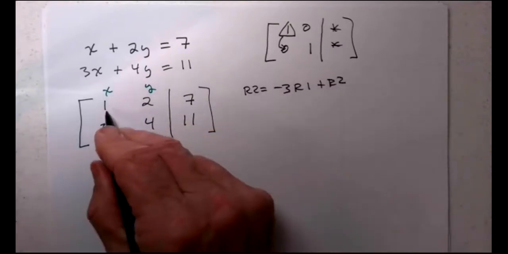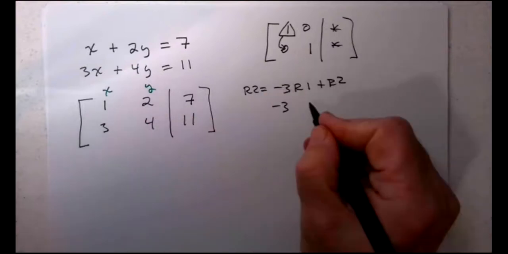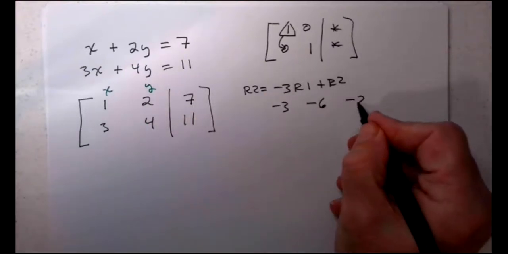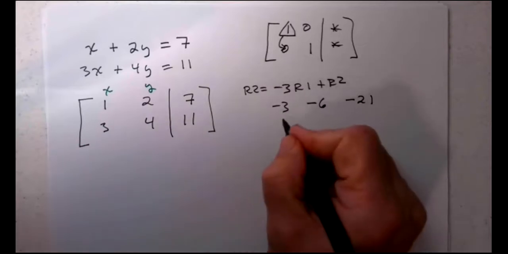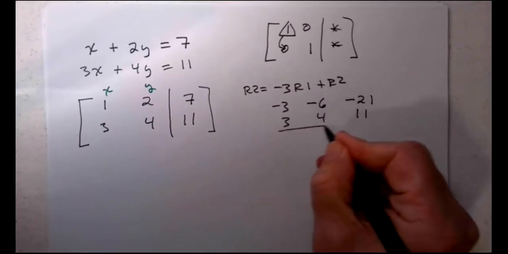What's negative 3 times the old row 1? Negative 3 times 1, negative 3. Negative 3 times 2, negative 6. Negative 3 times 7, negative 21. Add that to the old row 2, 3, 4, 11, and you'll see similar numbers that we've seen before.